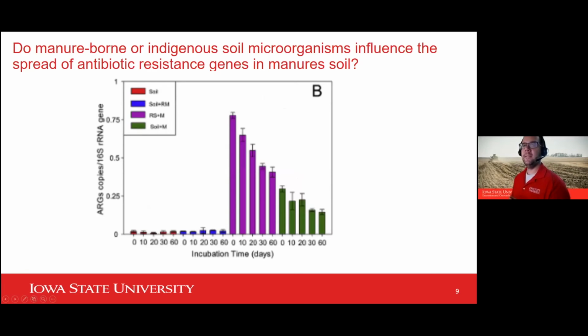I wanted to look at one other study on that where they use soil columns, and this study has a name that I really liked. It said, "Do manure-borne indicators of soil microorganisms influence the spread of antibiotic-resistant genes in manured soil?" Right. So if we put this stuff on, do we have a bigger chance of finding it?